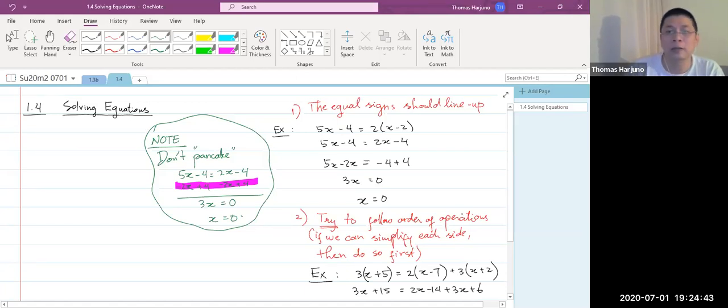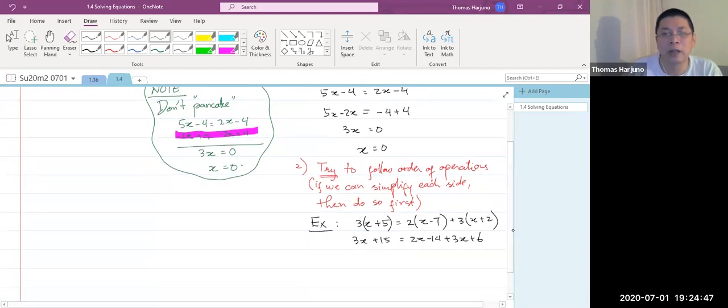Second, try to follow order of operations. In other words, if you can simplify each side, then do that first. So suppose I have this example here, I distribute first and combine like terms. This will be 5x minus 8, right? And then I subtract 3x from the other side, and then I add 8.